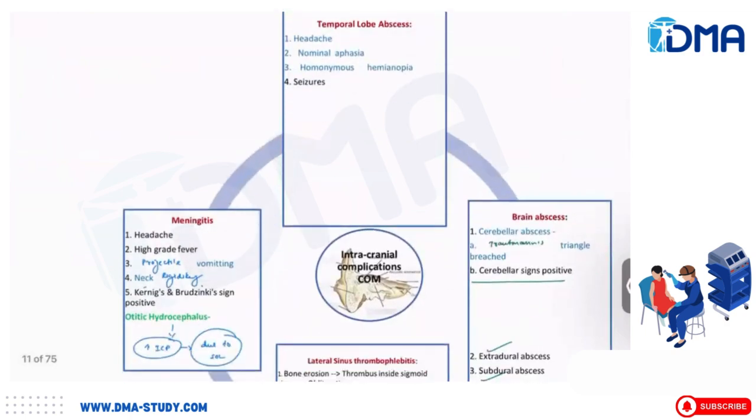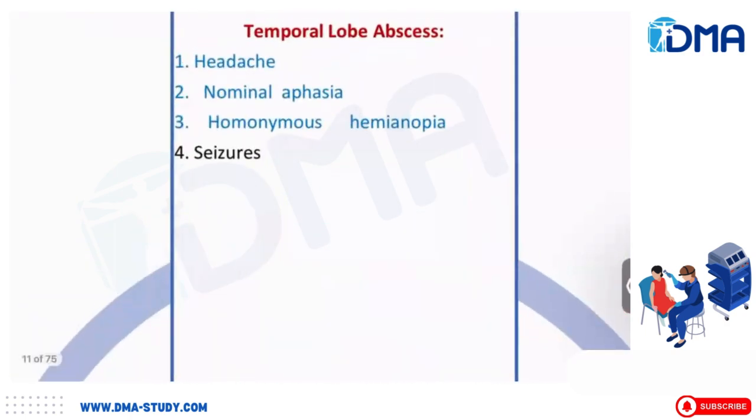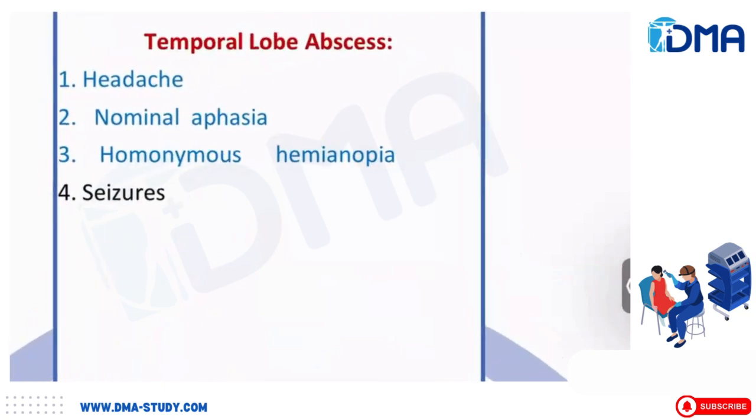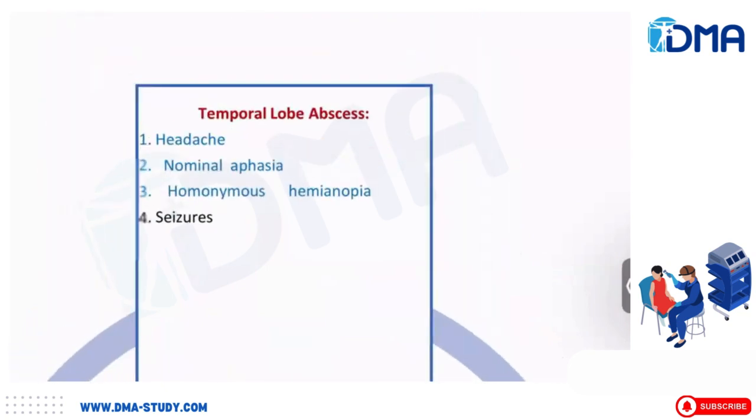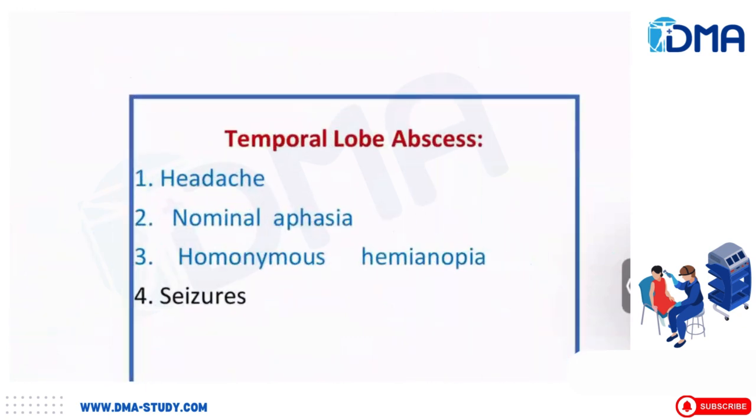Another important topic: complications of CSOM. The commonest complication that you could see is temporal lobe abscess. The important features are homonymous hemianopia and nominal aphasia. If the patient is not able to repeat the names of familiar persons or friends, it is called nominal aphasia. This aphasia is selective only in temporal lobe abscess.